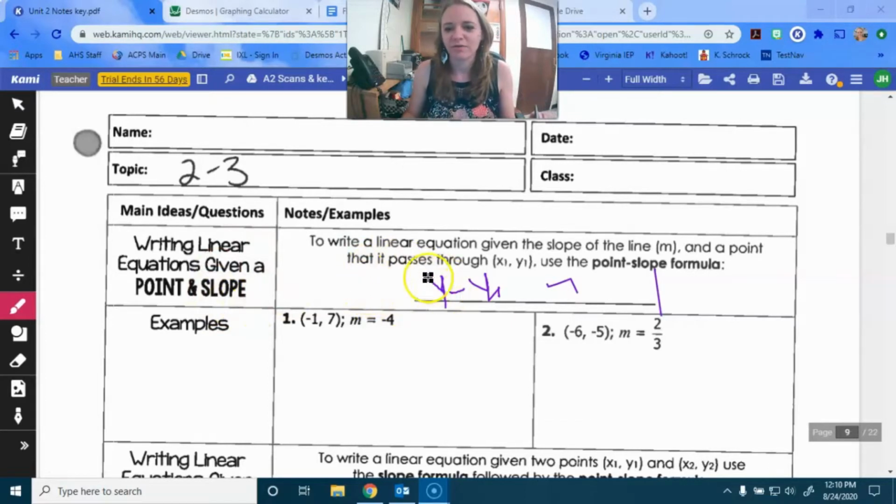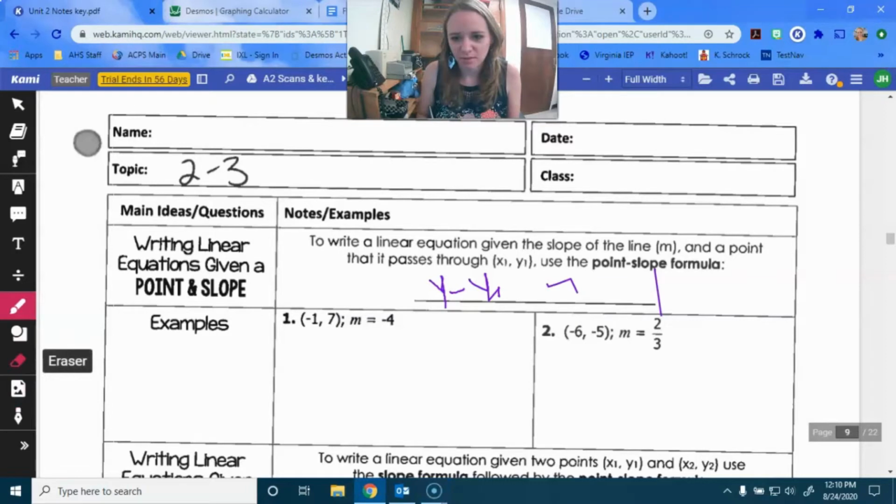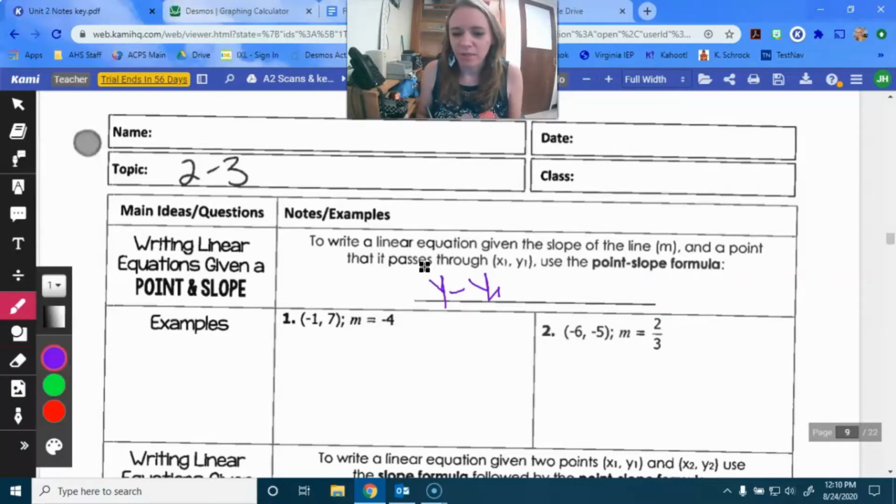To write a linear equation when you know the slope and a point that it passes through, you will use the point-slope formula, which is looking a little messy here because I had a little oopsie, and it's not wanting to cooperate. Alright, that would be y minus y1 equals m, so the slope, parentheses, x minus x1. Okay, we're in business. Finally, my pen was giving me some problems.